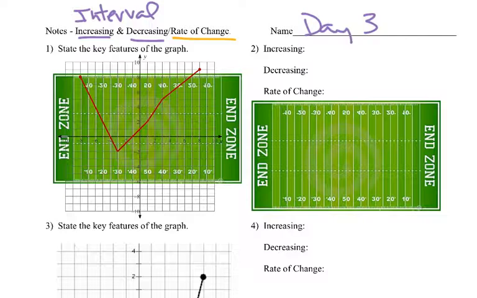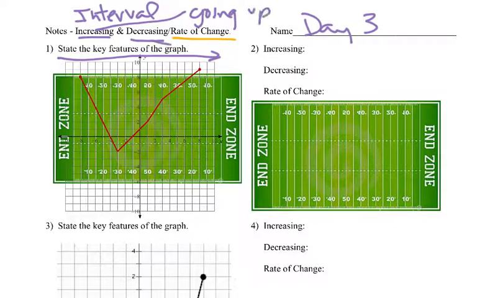So increasing, it's always when we look left to right. Increasing is just when the graph is going up. Okay, so increasing is going up, and decreasing is going down. We're just going to say from what x value to what x value is it going up, and from what x value to what x value is it going down. Now, we don't care how far or how fast it's going up or going down, just the interval of where it's going up or down.